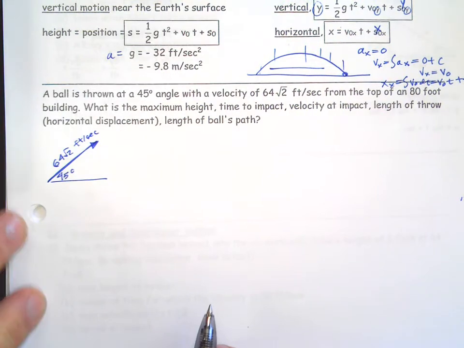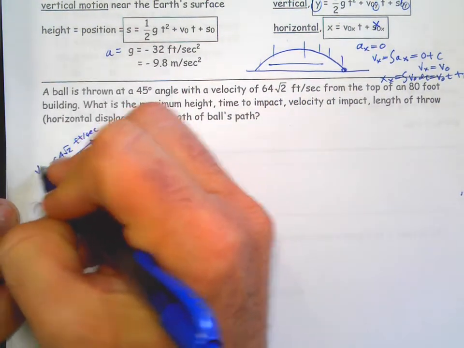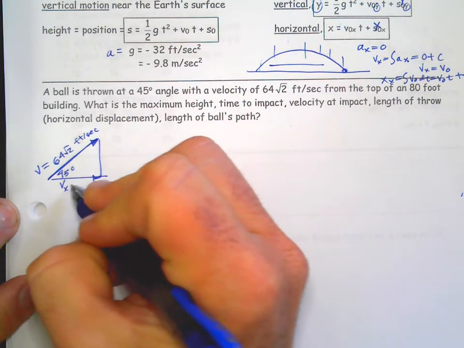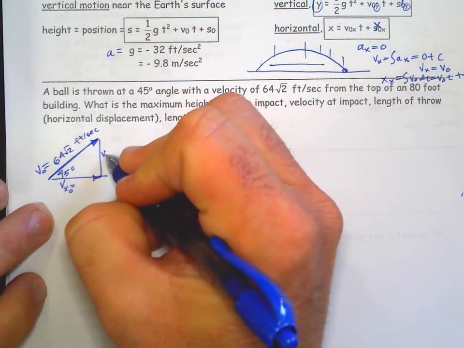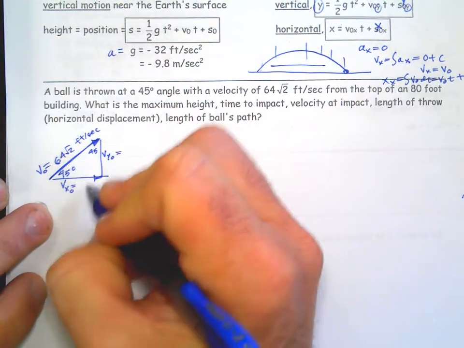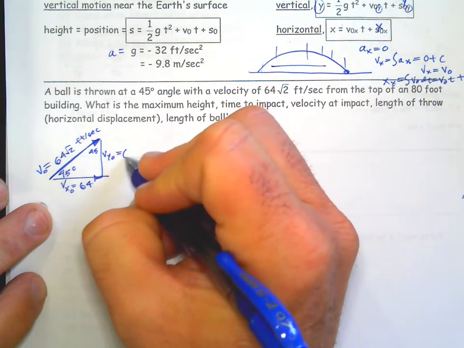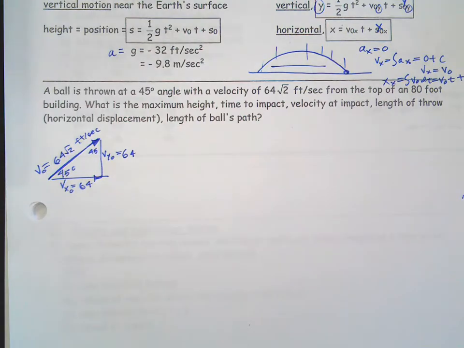I would recommend drawing a picture showing the initial velocity at a 45-degree angle, 64 root 2 feet per second. Now what we want to do is break it down. So that's the overall velocity. We want the initial velocity in the x direction and the initial velocity in the y direction. Now this is a 45, 45, 90, so we could just divide that by root 2, and we get 64. We could also use basic trig to get the different values.